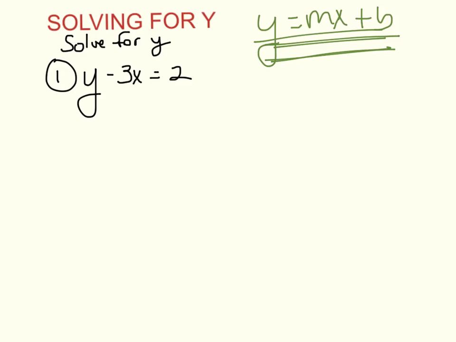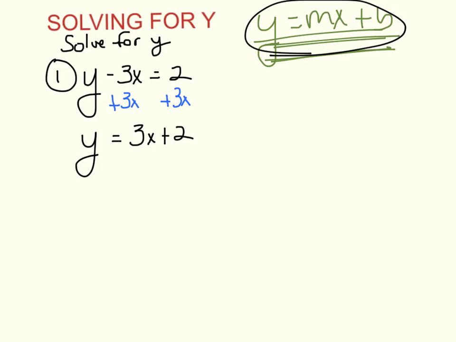So, example number 1, y minus 3x equals 2. I'm hoping this should be really easy for you. We have to move the minus 3x, so the opposite of minus 3x is add 3x. That would be y equals 3x plus 2. That's it. It looks just like our slope-intercept form. Identify your m, identify your b. The slope is 3, the y-intercept is 2.